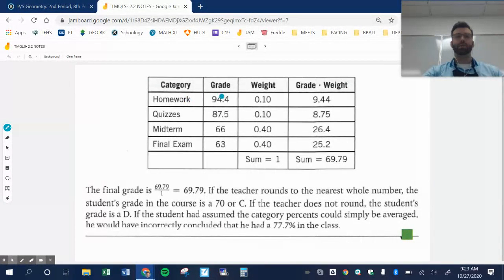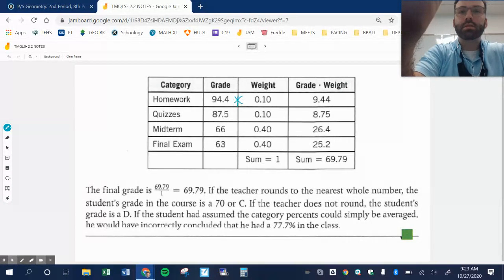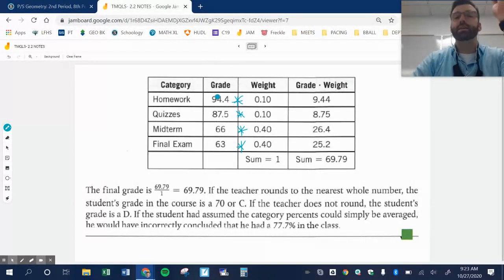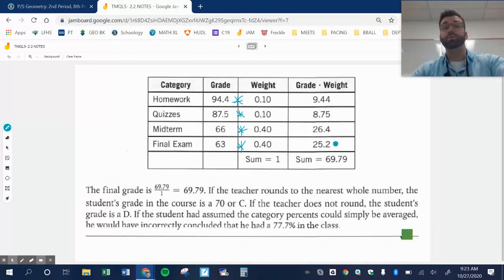All right, so category grade is 94. For homework, the weight was 10%, and how do I write 10% as a decimal? I move the decimal place over twice, okay? So what I need to do is what they're doing: 94 times 0.1, times 0.1, times, okay? I'm multiplying straight across, and then my sum is 69.79.